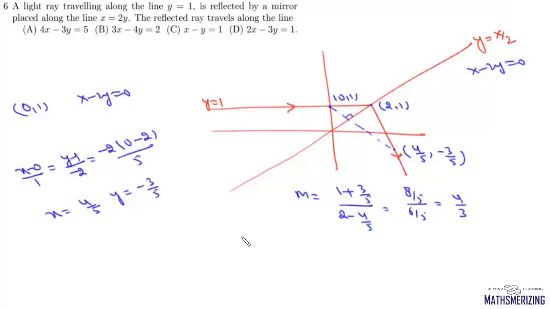So the equation of the reflected ray will be y minus 1 equals 4 by 3 (x minus 2). So it is 4x minus 3y equals 5, and that's your option A.